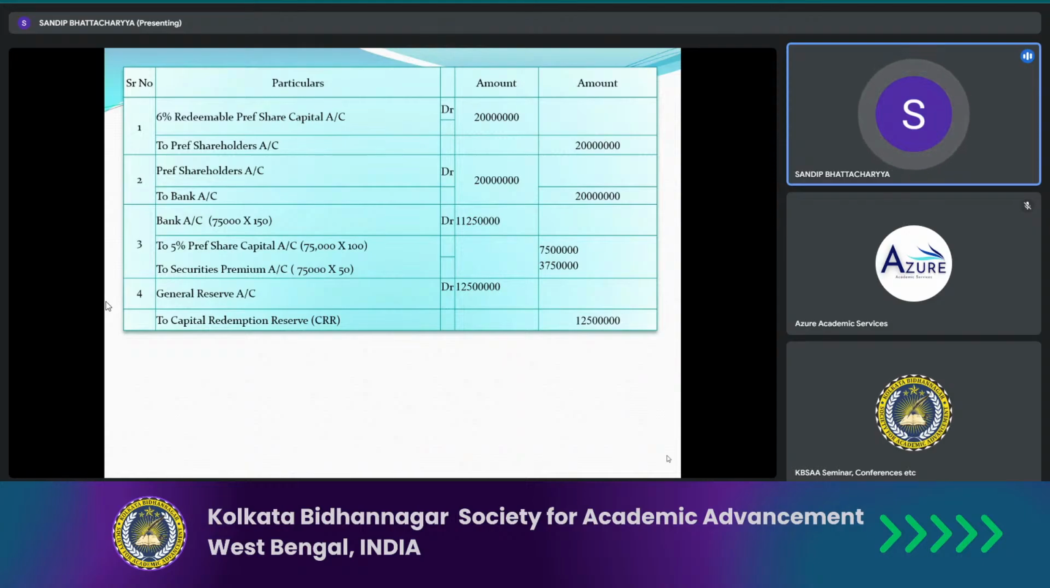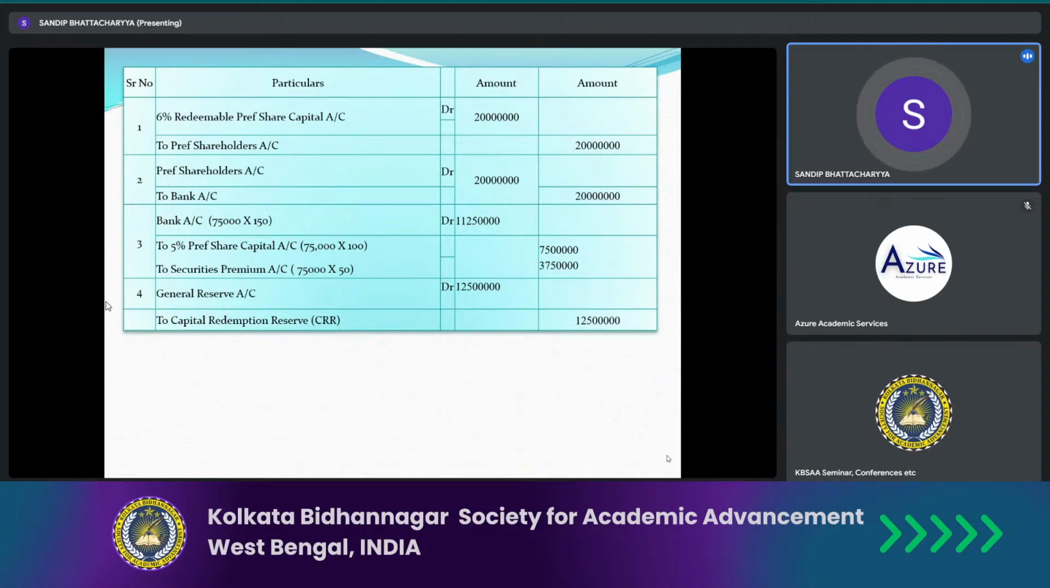So journal entry number 1 is the due entry: 6% preference share capital account debit. As you go through the sum, there were 2 lakh preference shares at the rate of 100 each. So 2 lakh into 100 is rupees 2 crore. Now, 6% preference share capital account debit to preference shareholders account.